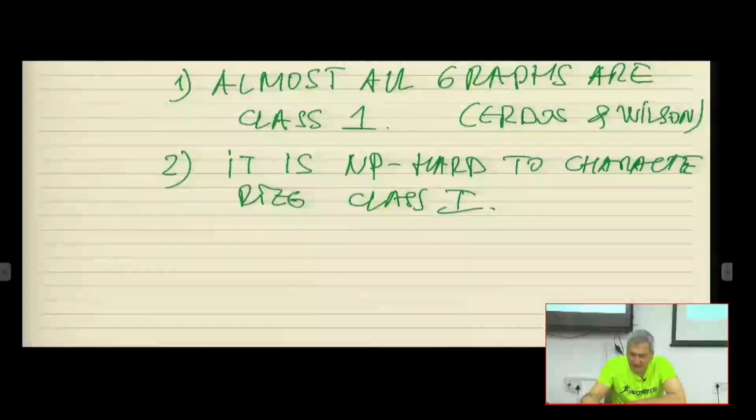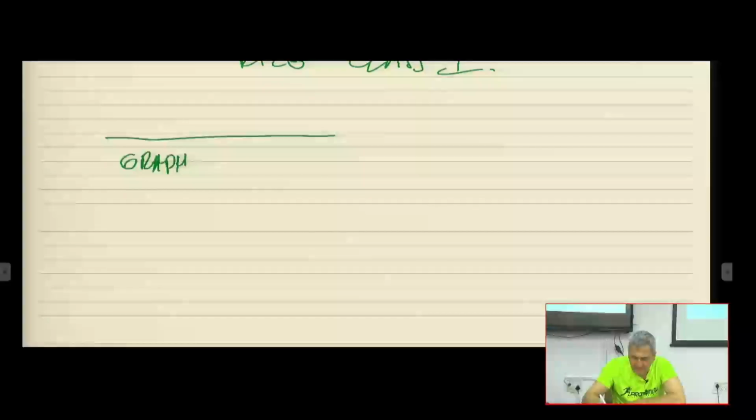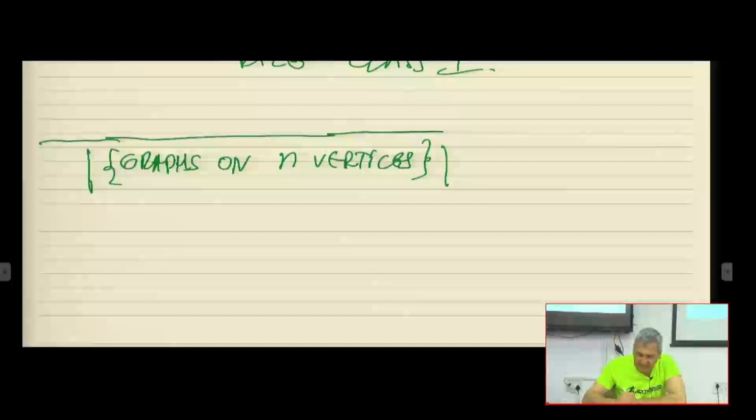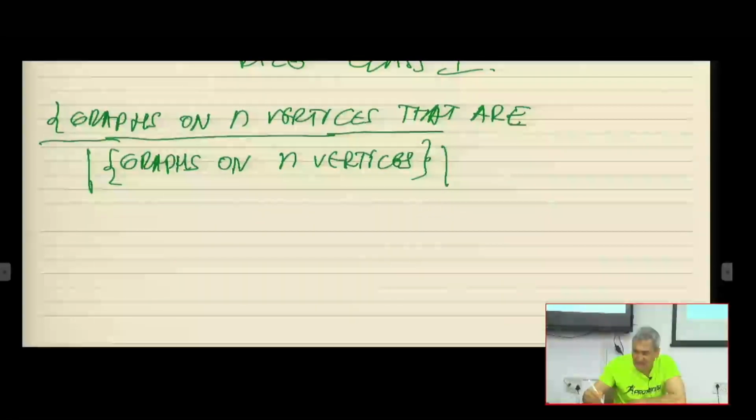Okay, so now multigraphs, edge coloring of multigraphs. How to understand almost all graphs? We can say it like this: consider the number of graphs on n vertices that are class 1.